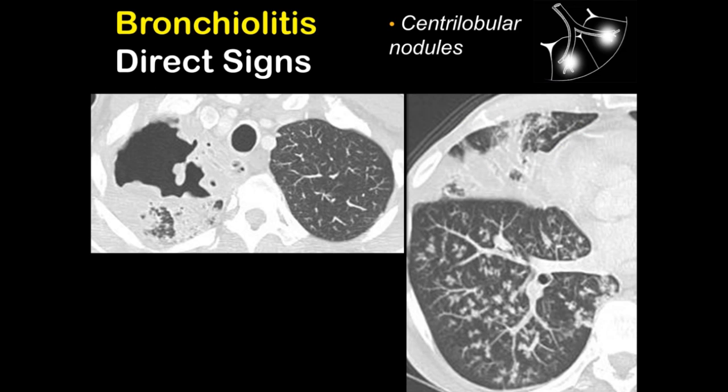Here we have another example where we can see a cavitary lesion on the right upper lobe, and in the right lower lobe we can see small centrilobular solid nodules with tree-in-bud pattern in a patient with pulmonary TB.